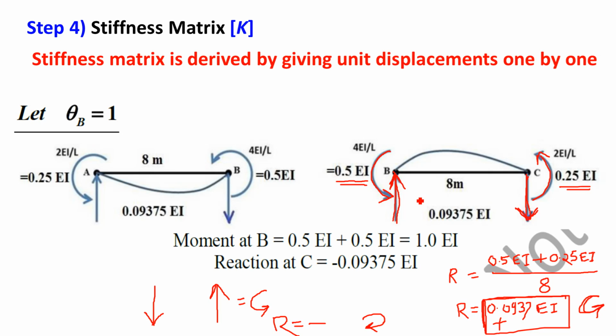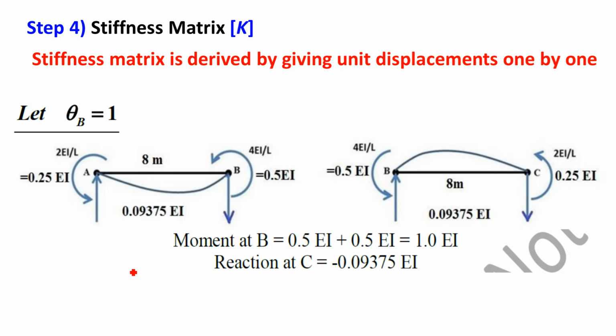Okay, so like this you have to find out the reaction. We are not interested in the reactions at A and B, though I have mentioned them, and there is no need to calculate them in the examination. So this is the first figure, theta B equal to 1, right? Since our second unknown is delta C, I have just summarized the values of moment and reaction at C. Why are these written? Because we know our unknowns are theta B and delta C.